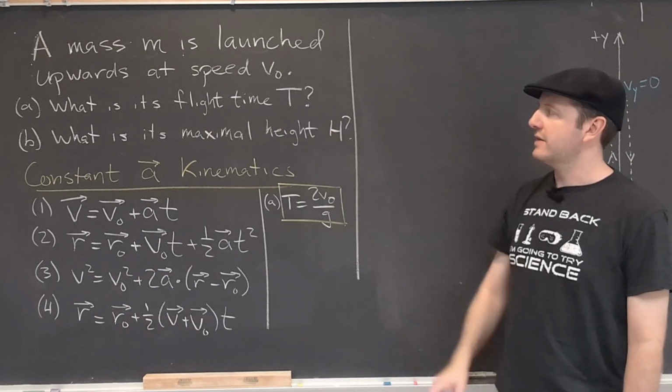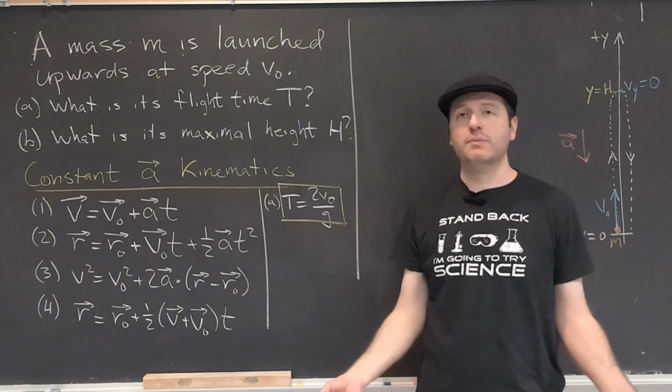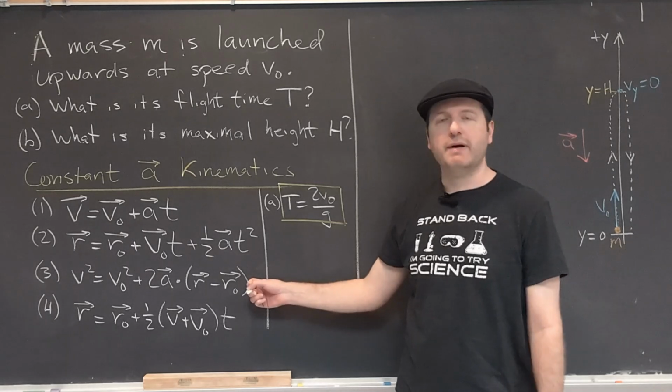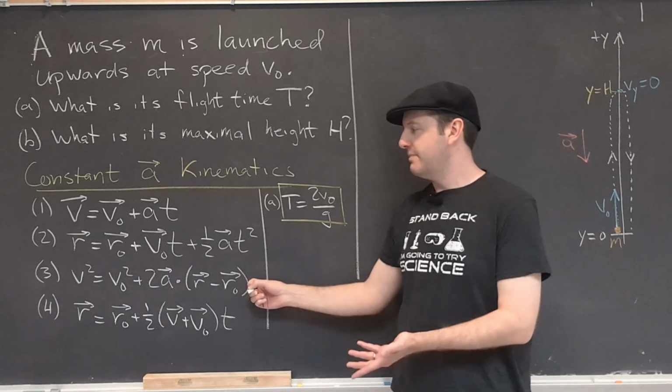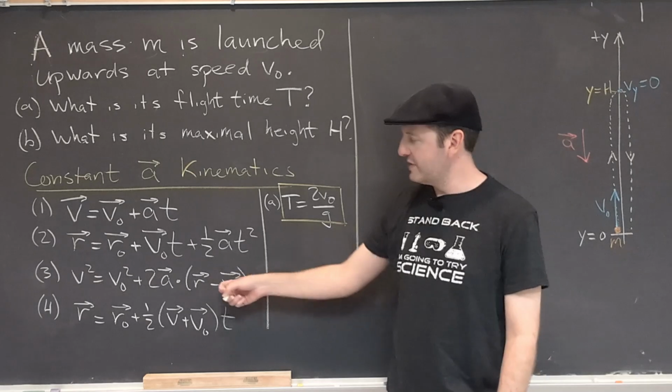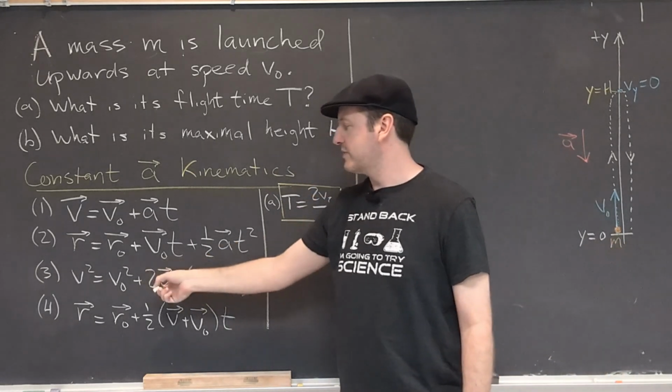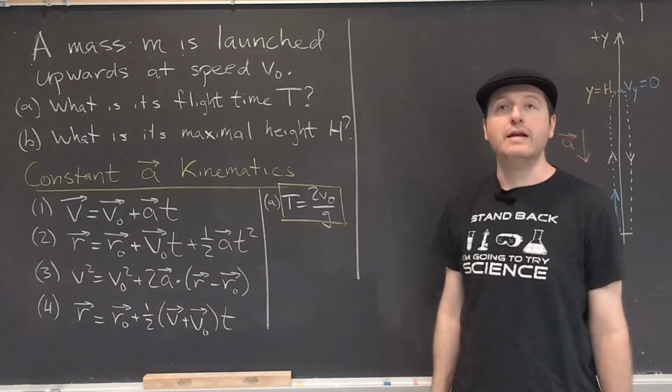For part B, calculating the maximal height, we can again do it in a couple different ways. The easiest way is probably to use the third kinematics equation. This one is independent of time. It does involve positions, which is going to be needed for our capital H to fall in, and it does involve some accelerations and velocities that we may know.